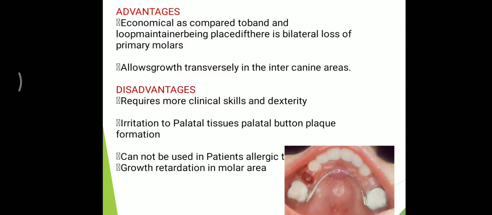The advantages are that it is economical as compared to band and loop, and the maintainer can be placed if there is bilateral loss of primary molars, and it allows growth transversely in the intercanine areas. And the disadvantages are that it requires more clinical skill and dexterity, causes irritation to the palatal tissues, palatal button plaque formation, cannot be used in patients allergic to acrylic, and growth retardation in molar areas.